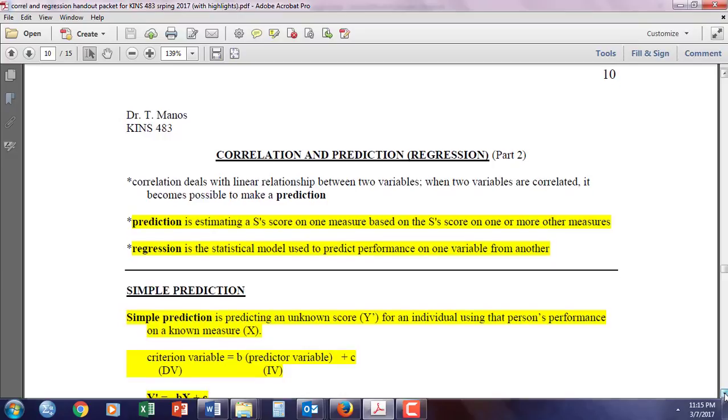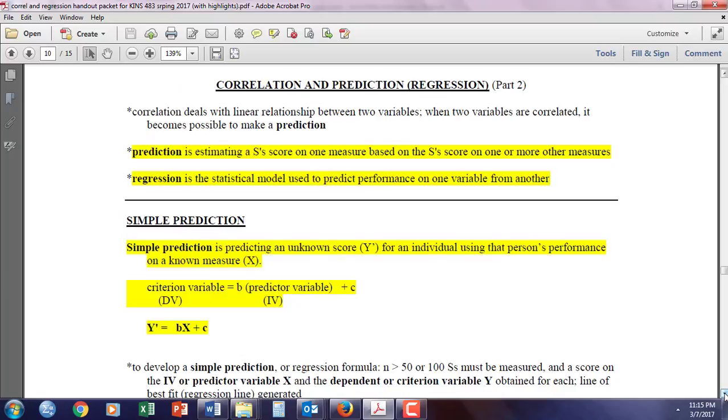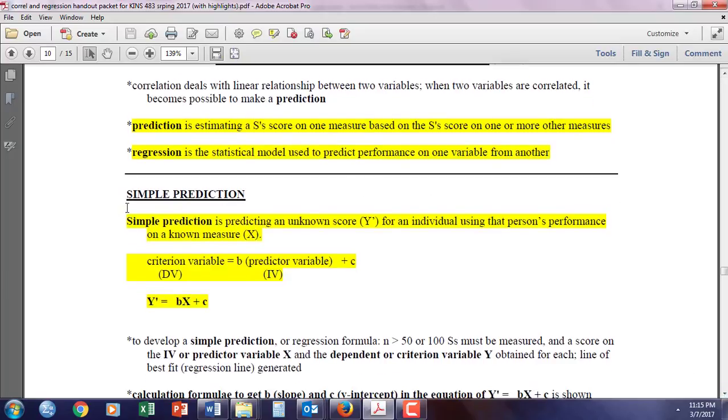Here we're going to be talking a lot about what we call regression or prediction. Many of you already know, you've done the book reading, you know there's something called simple prediction. And in the case of simple prediction, what we're doing is we are predicting something we don't know, that is an unknown y-score based on a given x-score.